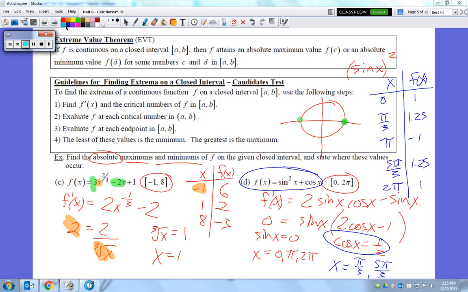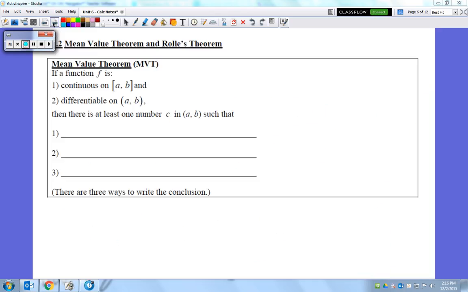Okay? Per candidates test, recap. Per candidates test are only absolute max and mins. I will evaluate them everywhere where the derivative is 0 and undefined, and the endpoints no matter what. Okay? Alright, so let's go to the mean value theorem.